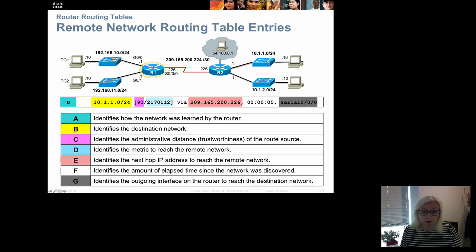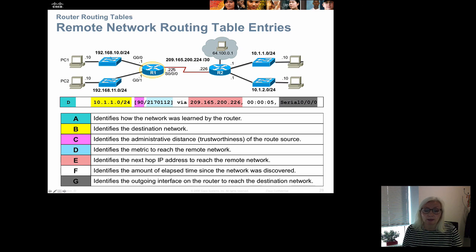Then we have the metric. The metric will tell us the distance to the network. We will always choose the one with the lowest metric because that is closest to us. Then we have the next hop IP address, which is the IP address of the next router that we are directly connected to. In this case, 209.165.200.226, which is this interface over here. Then it tells us how long it has been in the routing table and also which outgoing interface we send the data onto.